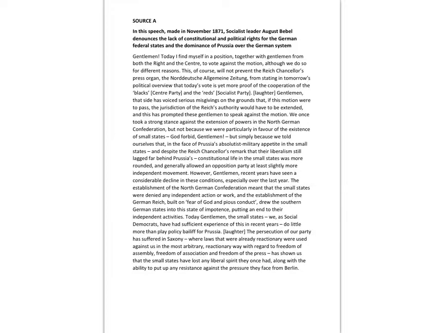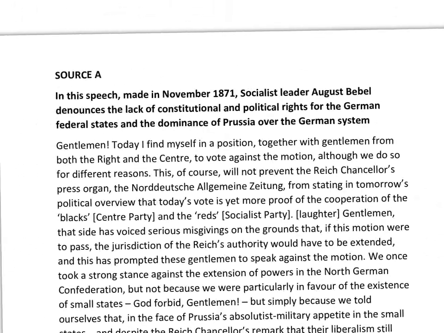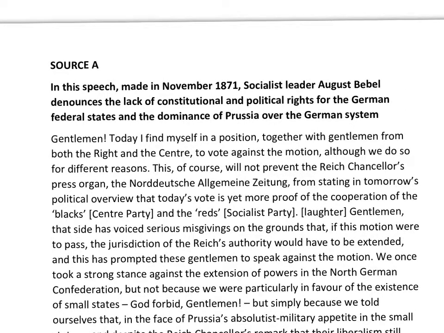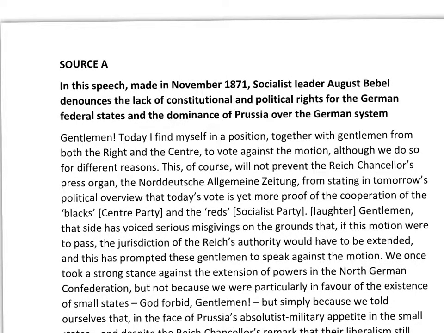So the first thing is we're going to zoom in here. Remember, you've got to answer the question with regards to the provenance. The provenance is the bit at the top that tells you when the source was written and who by. This is a key bit for thinking about your own knowledge. First thing, always look at the date. The source was a speech in November 1871. I would straight away be thinking, I know that in January 1871 Germany was unified, so 8 months since the unification.